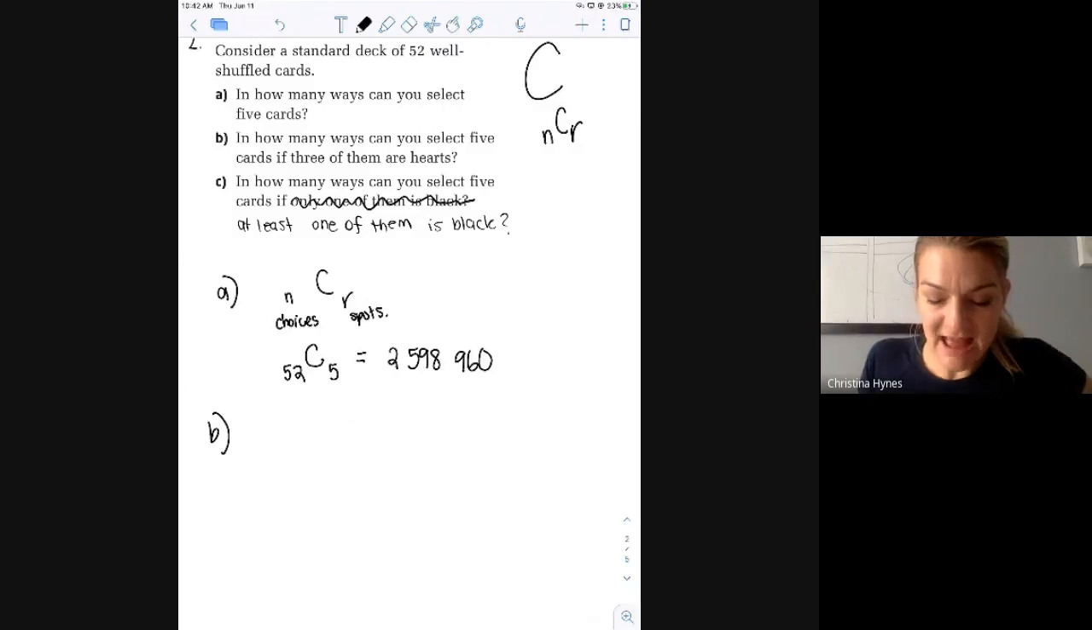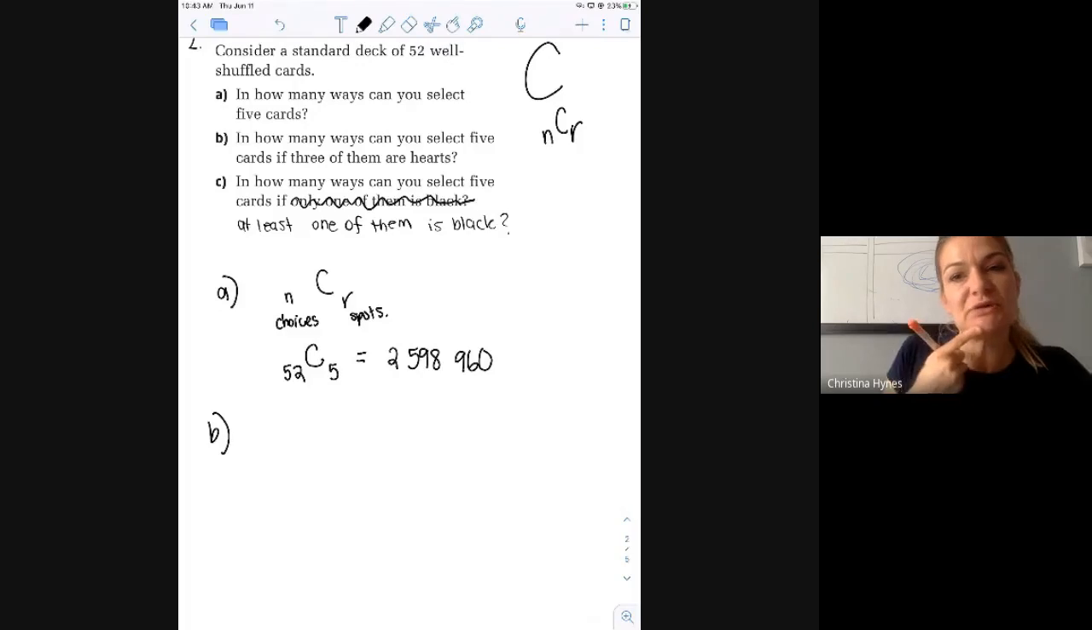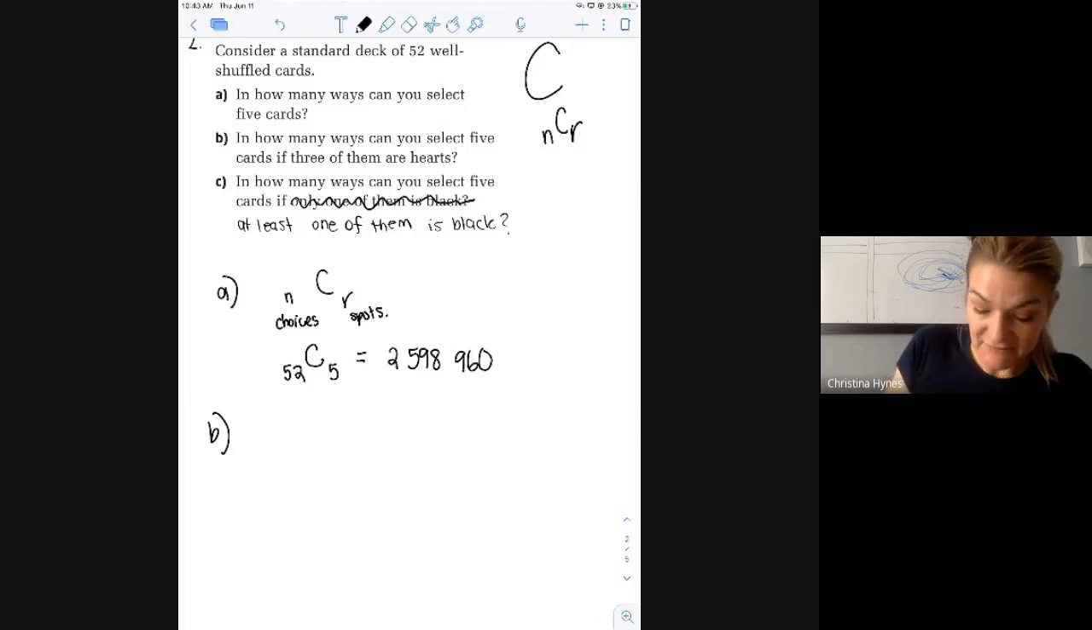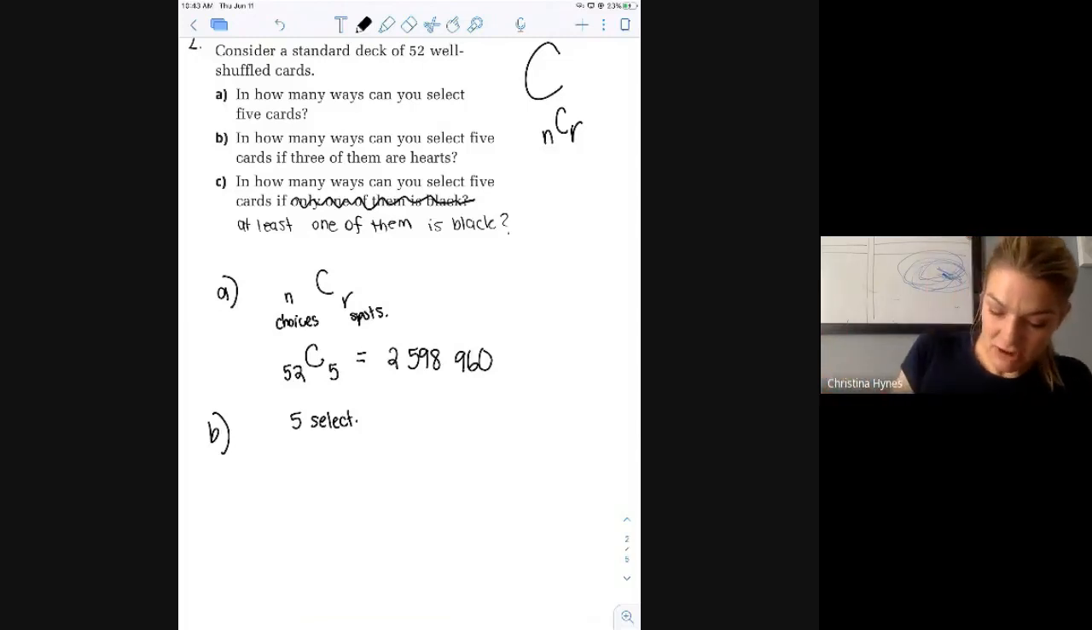Question B says, in how many ways can you select 5 cards if 3 of them are hearts? Something to keep in mind is, especially with your question, it tells you how many people they want in a committee. So always keep that in the back of your mind. Here, it says that we're selecting 5 cards. So always make sure your R's add up to how many cards you're selecting. If you have 5 cards, your R's should add up to 5. So we want 3 of them to be hearts.